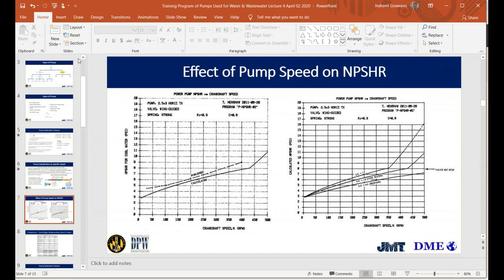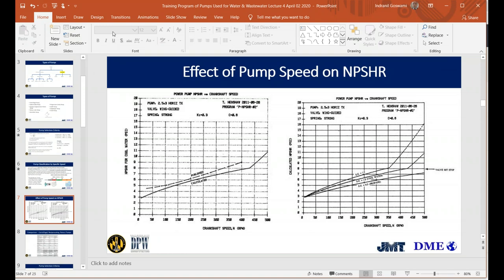Now, I don't know whether Ahmed is here. Ahmed, you had asked a question at the end of lecture 3 about a relationship between pump speed and net positive suction head required. My off-the-cuff answer at that time had been that these NPSHR curves, which we talked about in relation to cavitation, are established empirically through a bunch of testing at different conditions, and then you put together all that data and generate the curves.